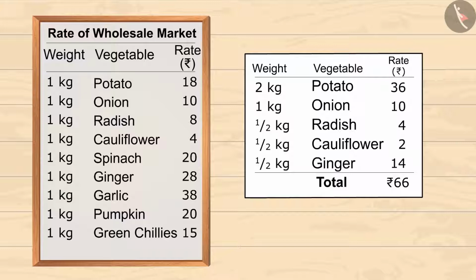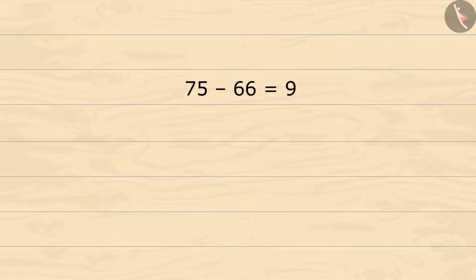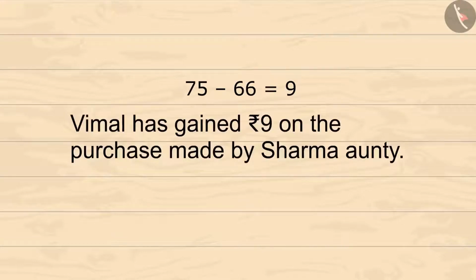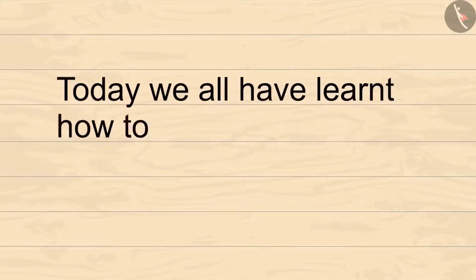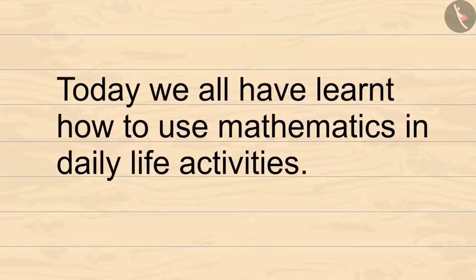According to this, the costing of Sharma Auntie's shopping should be rupees 66. But according to the pricing set by Vimal, Sharma Auntie had to give 75 rupees. On subtracting 66 from 75 gives 9. So kids, Vimal has gained 9 rupees on the purchase made by Sharma Auntie. So today we all have learned how to use mathematics in daily life activities.